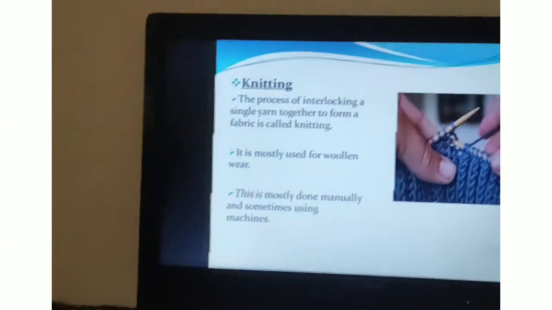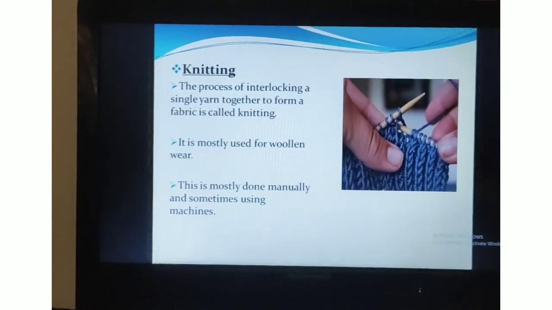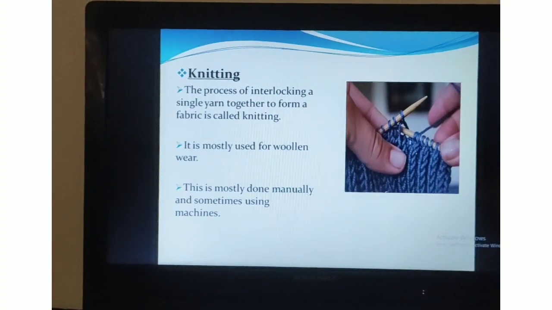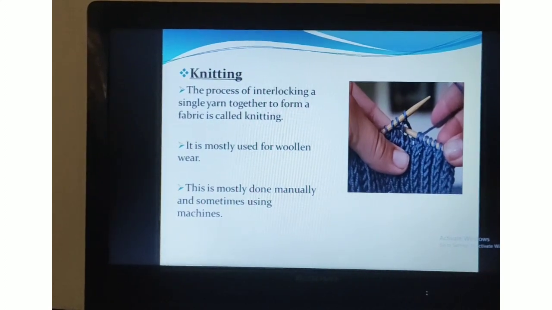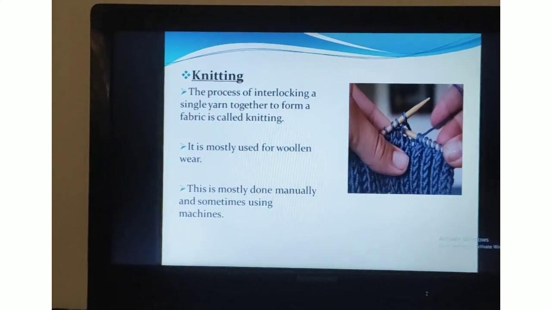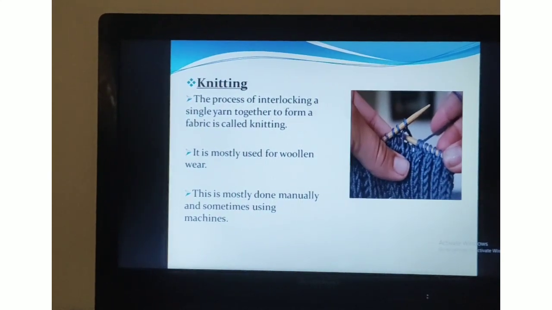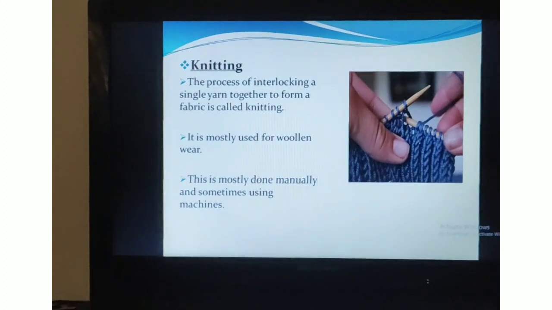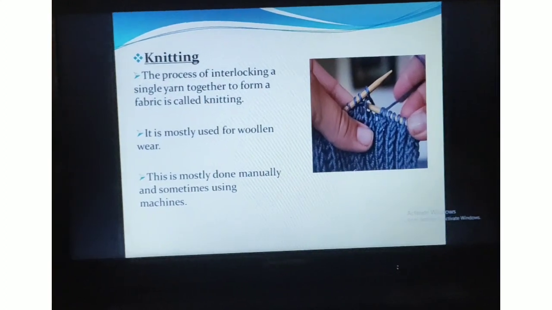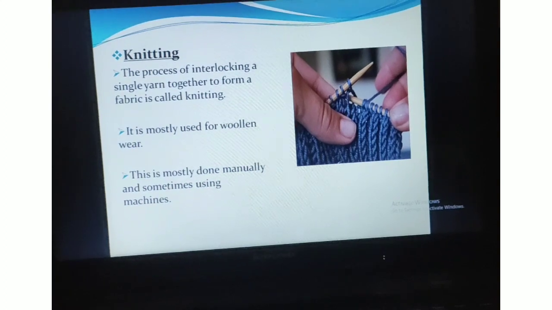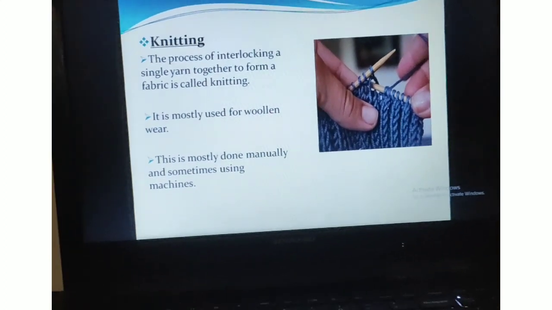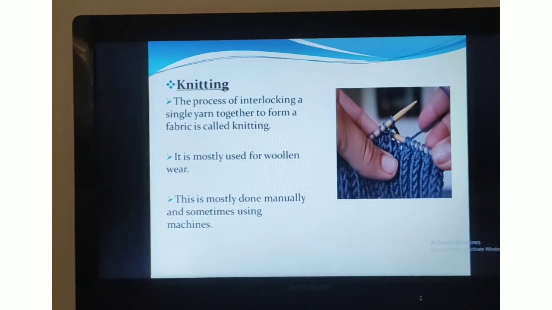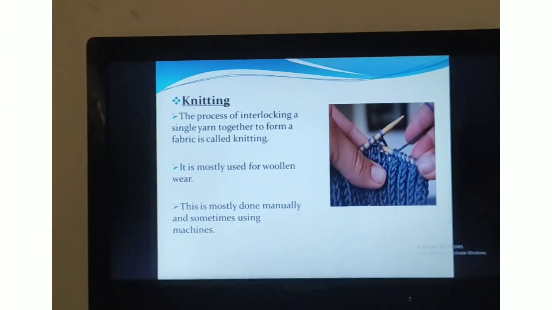As we understood in the weaving process, two sets of yarn are there. One is arranged in a horizontal manner, and the other is arranged in a vertical manner. But over here just one set of yarn is there. With the help of interlocking or making different kinds of knots, they form the fabric. Mostly, the knitting process is done specially with woolen material.